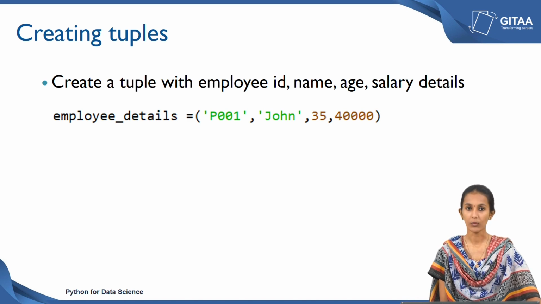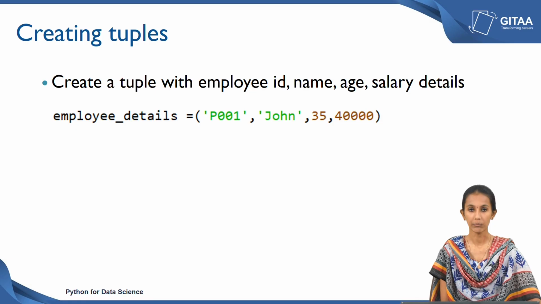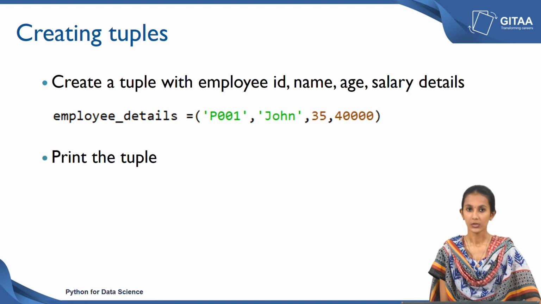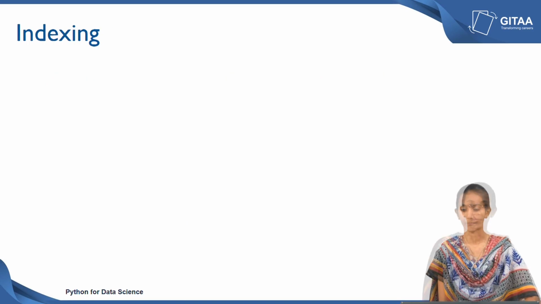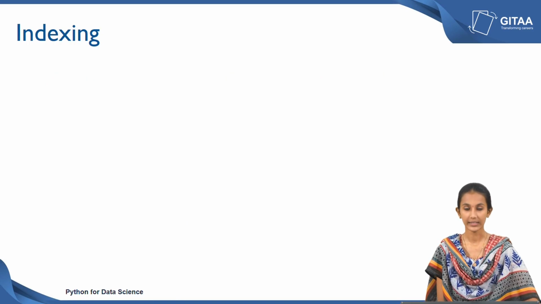So, I want to create a tuple using these details. Let us say I want to print the tuple employee_details, so you have to give print of employee_details. Whatever you have created as a tuple will be displayed with those details. So, we will have ID, employee name, age and the salary details. Next, we look at indexing in Python.